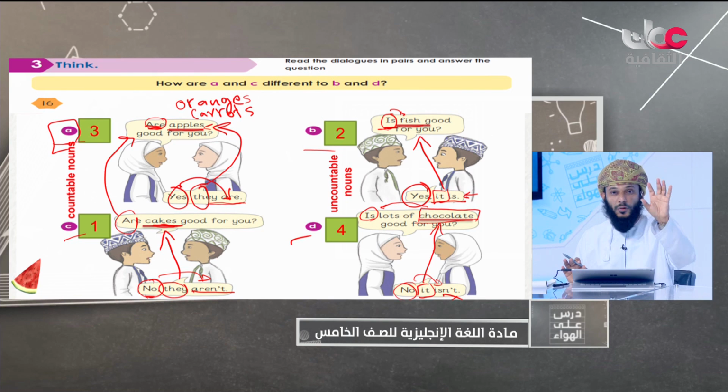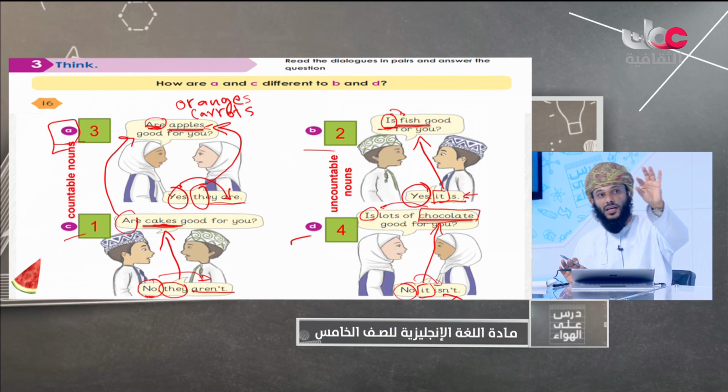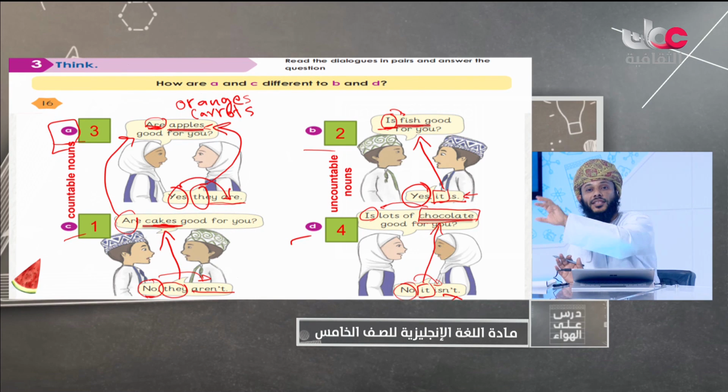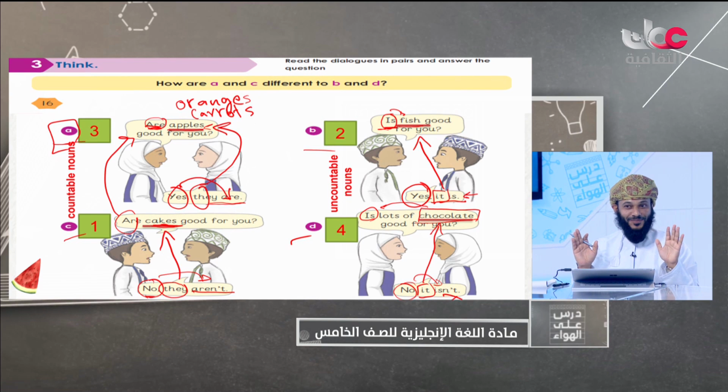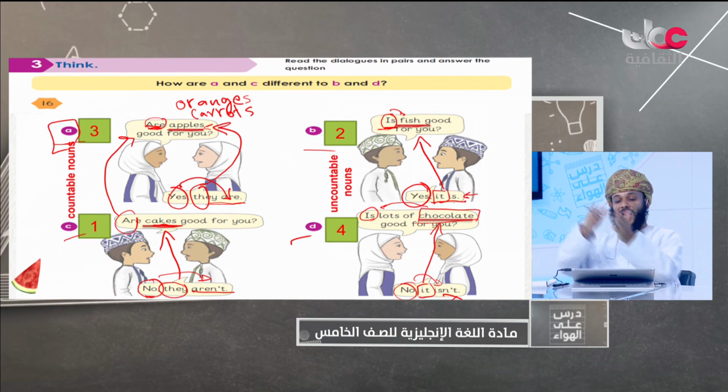We have to add are to the question, and the question has to be like this: are oranges good for you? If the answer is yes, we have to say yes, they are. If the answer is no, we have to say no, they aren't. Clear? Okay.